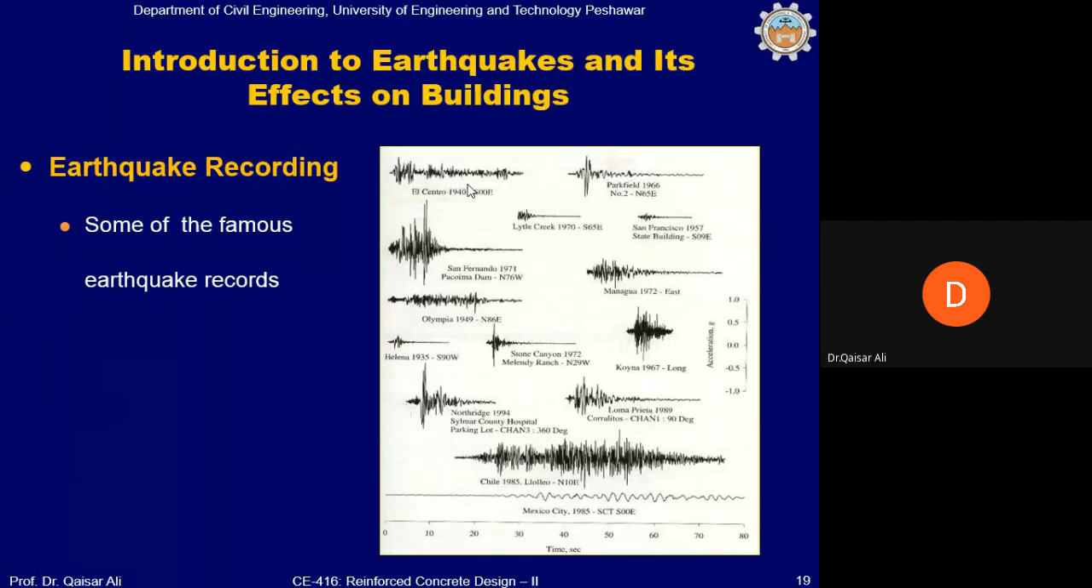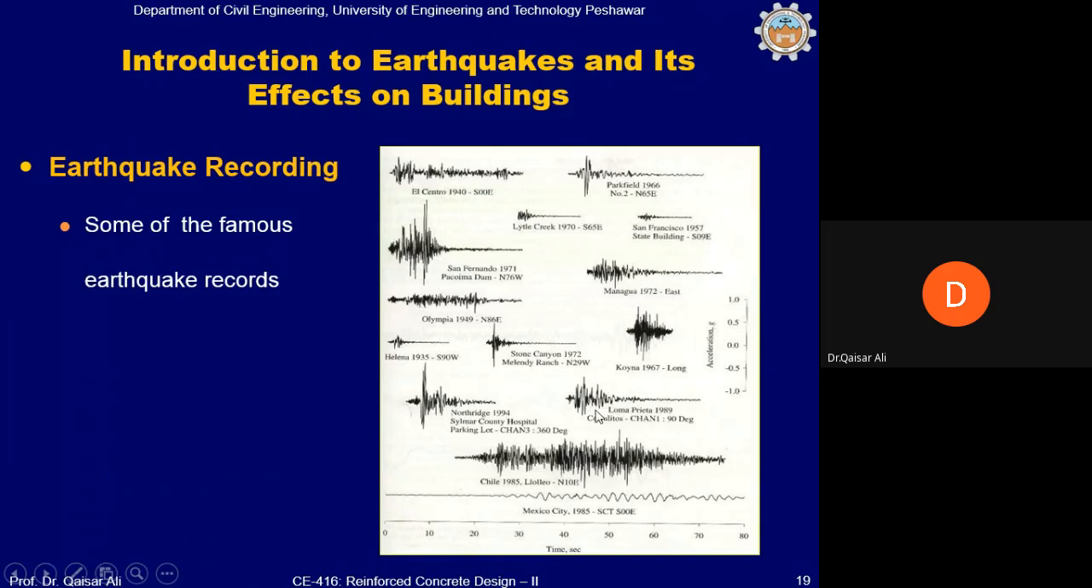So this is a natural record. We prefer to use this natural record, the El Centro 1940 record, in our experiments. The same is also used in our analysis whenever some specific analysis is required. We use this El Centro record along with some other sets of records. Okay, so you can see in many records, this is San Fernando 1971 earthquake, Parkfield earthquake, San Francisco 1957 earthquake.